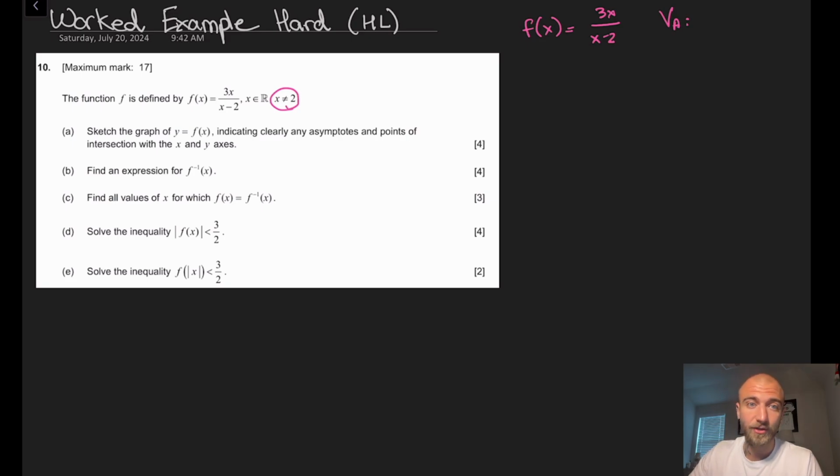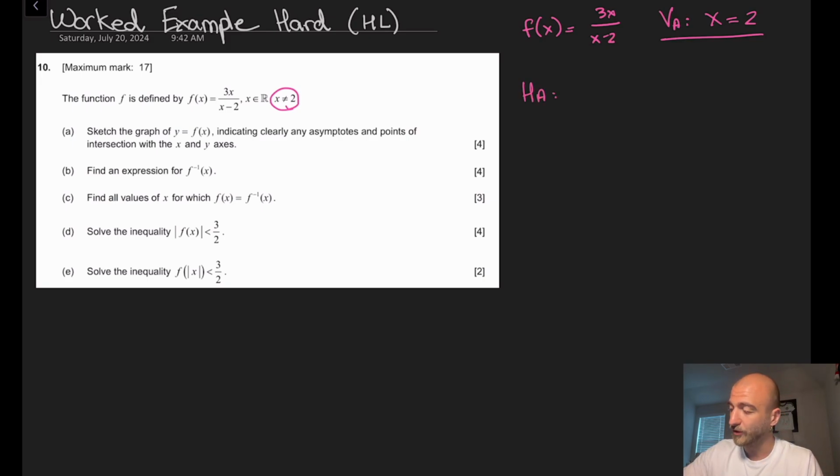The domain is already given to us: x does not equal 2, because that would make the denominator of that fraction 0. Then the vertical asymptote is literally just going to be x is equal to 2. Bang. Now the horizontal one, a little bit trickier, but not too bad.